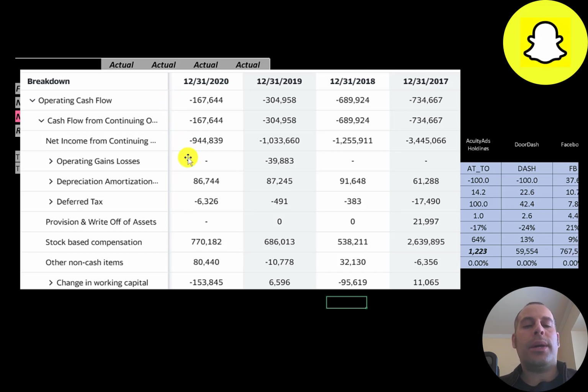Net income is your accounting profit and loss. You could think of operating cash flow as net income converted to cash. And the way you calculate operating cash flow, you start with net income. Then you have to add back the non-cash items on the income statement. They had $87 million of depreciation. That's a non-cash expense that brings down your net income, but it doesn't affect cash flow. They also had $770 million of stock-based compensation and negative $150 million in changes in working capital. So even though they reported a $1 billion loss, they actually only lost $170 million in cash flow.